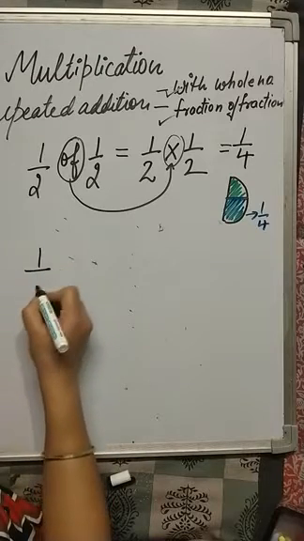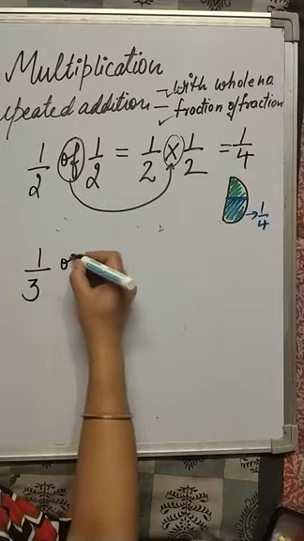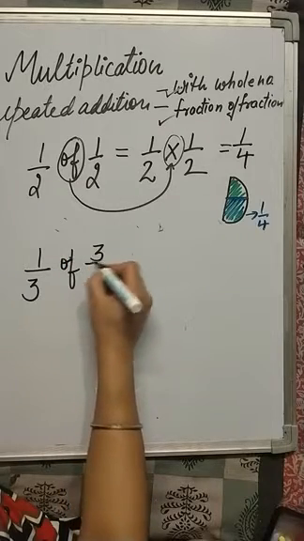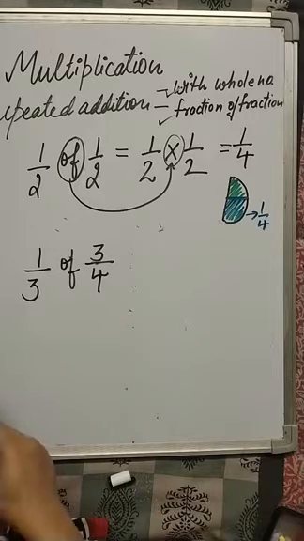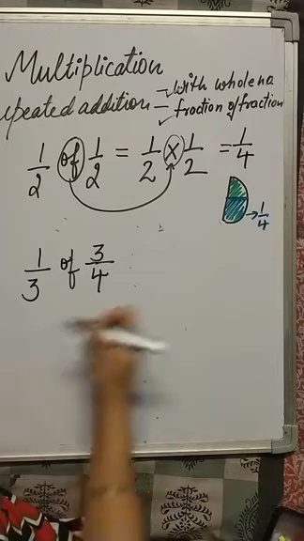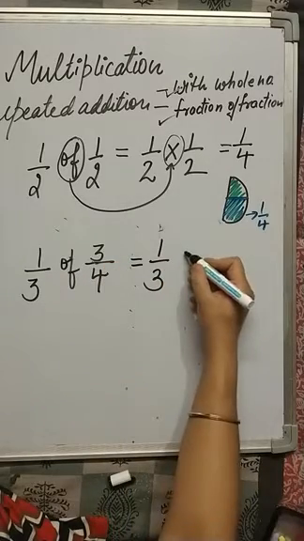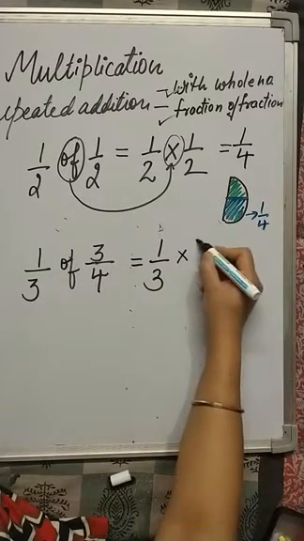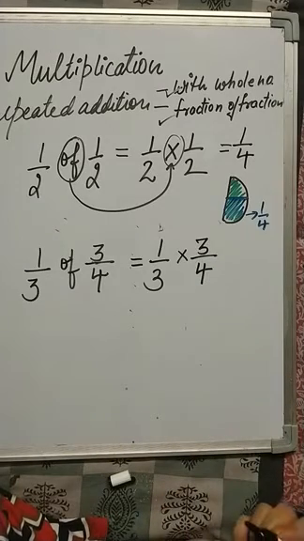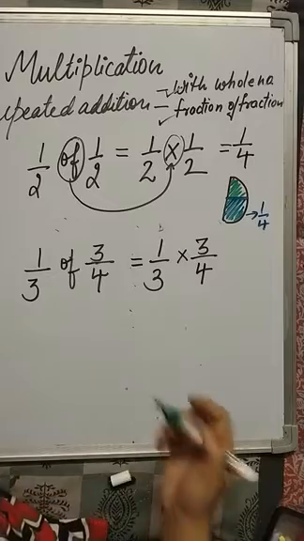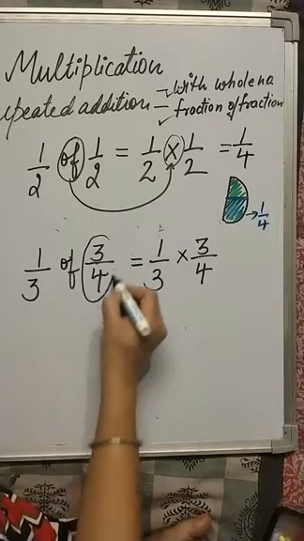If we have to do 1/3 of 3/4, so first thing is, how will we write it? We'll write it with a multiplication sign in place of "of", and we'll say this is 3/4. Make a chocolate, make a 3/4 of a chocolate.